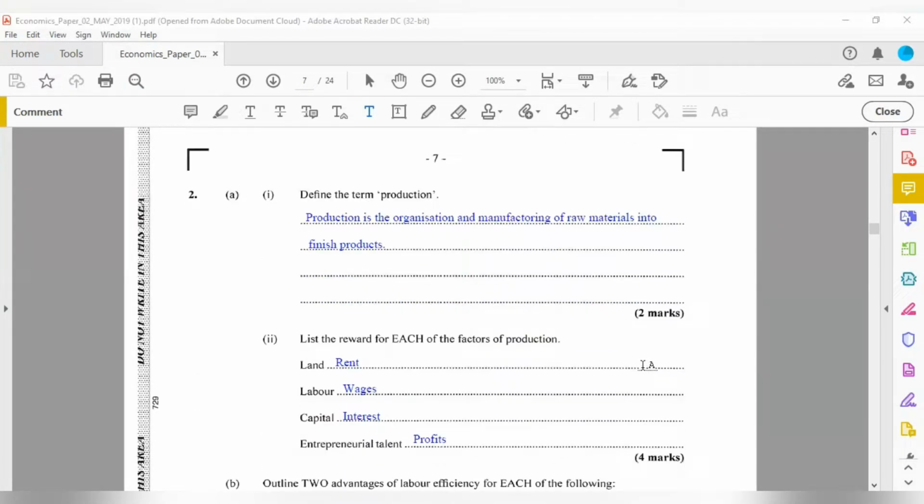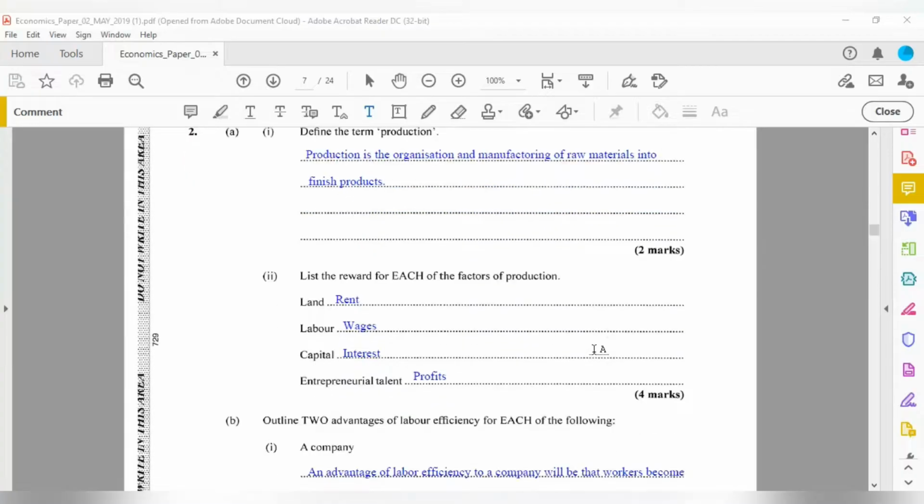2A, define the term production. Production is the organization and manufacturing of raw materials into finished products. They say here, list the rewards for each of the following factors of production. So the reward for land is rent, labor is wages, capital is interest, entrepreneurial talent is profits.